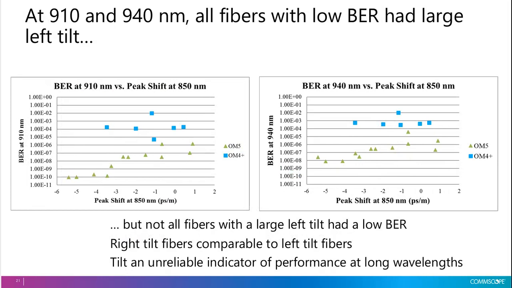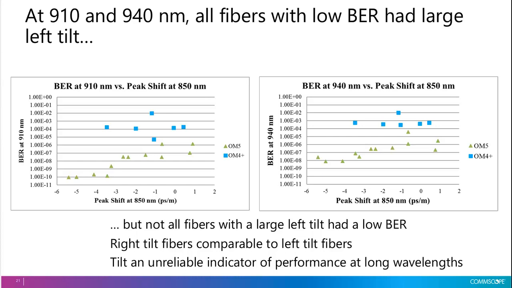All right, so now we're going to do the same thing with the 910 and 940 nanometer channels. 910's on the left, that's your longest wavelength if you're doing BiDi. 940's on the right, that's your longest wavelength for SWDM4. And again, we'll plot the BER versus the peak shift measured at 850. So you measure your tilt at 850, and can use that to predict your performance at the long wavelengths.